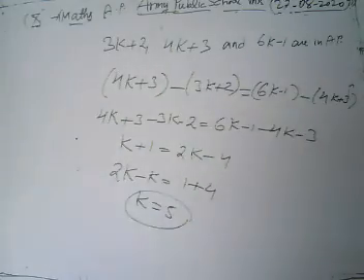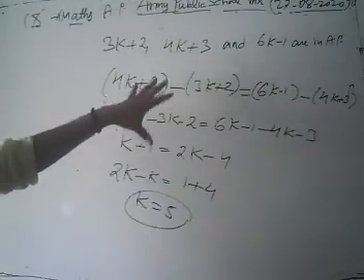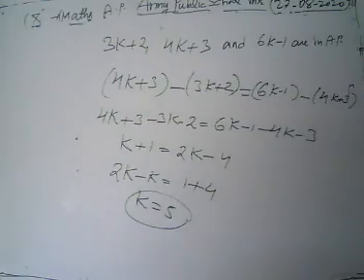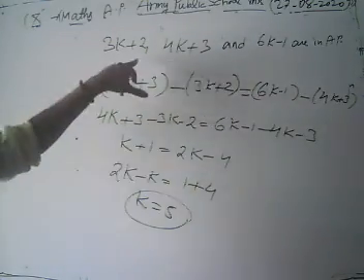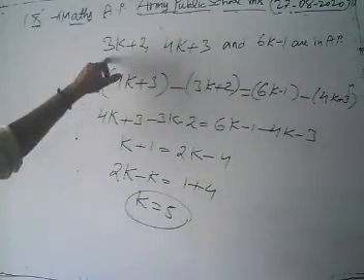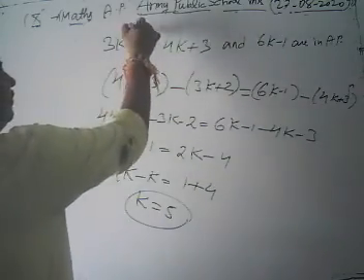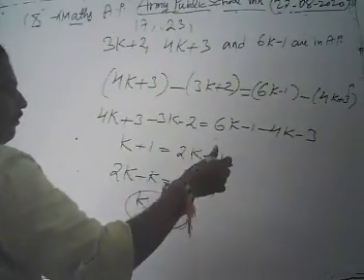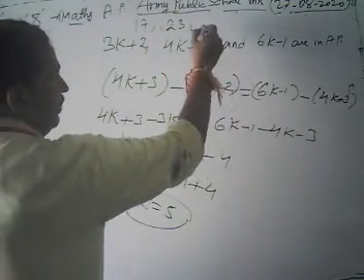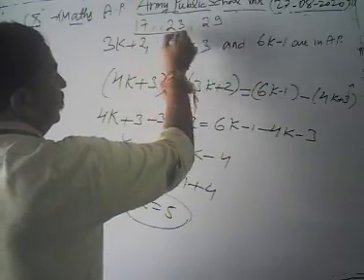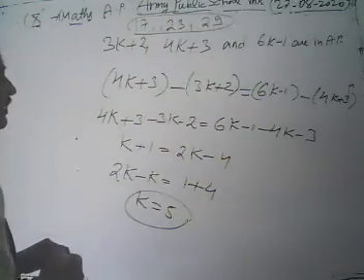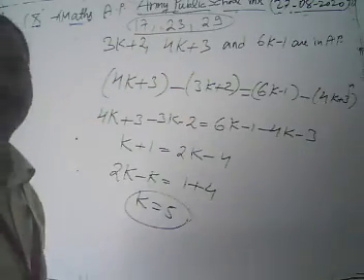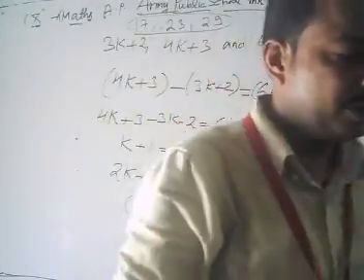So the value of k is 5. For k equal to 5, the given three numbers are in AP. We can put in the value 5 and find the numbers: 3 times 5 plus 2 is 17, 4 times 5 plus 3 is 23, and 6k minus 1 is 30 minus 1, which is 29. Look, the common difference is the same here: 23 minus 17 is 6, and 29 minus 23 is 6. And the value of k is 5.